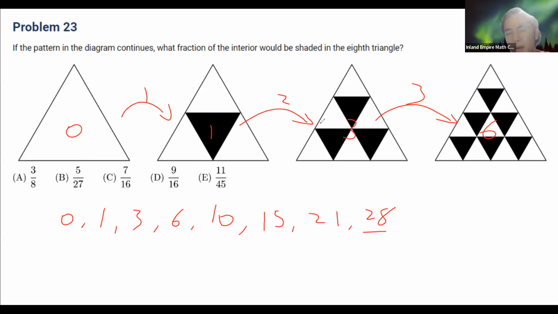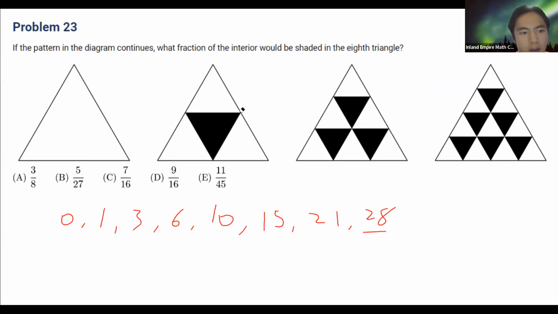And now let's count the white triangles. The first triangle has 1 white triangle. The second one has 3. Actually, no, you have to count the total number of triangles, right? Because it's a ratio of the shaded versus total triangles. So the first triangle has 1 total triangle. The second triangle has 4 total triangles. The third one has 9 total triangles. The fourth one has 1, 2, 3, 4, 5, 6, 7, 8, 9, 10, 11, 12, 13, 14, 15, 16 triangles.